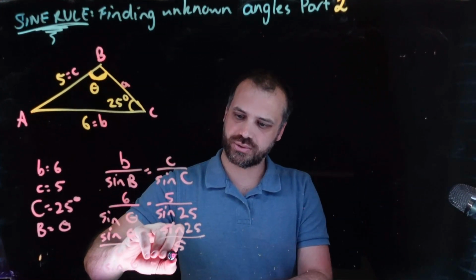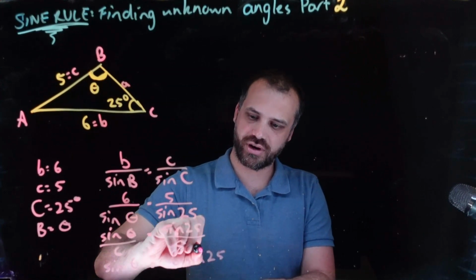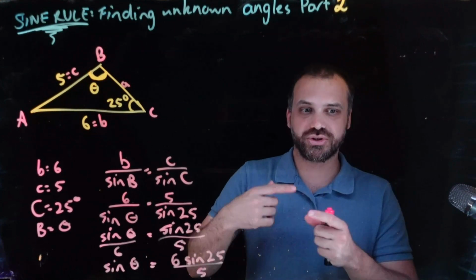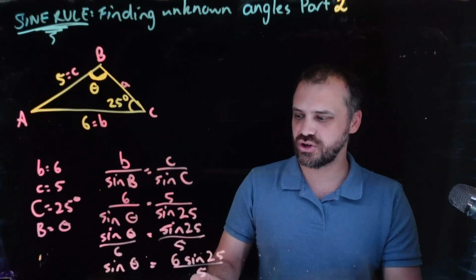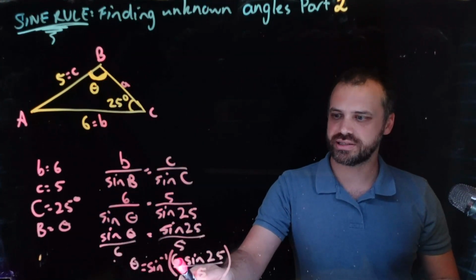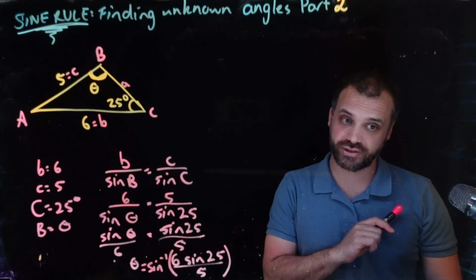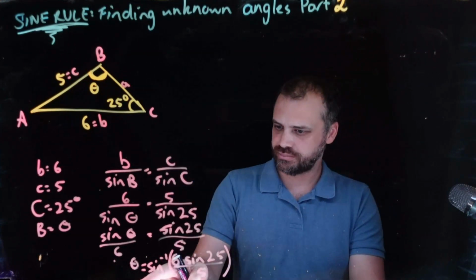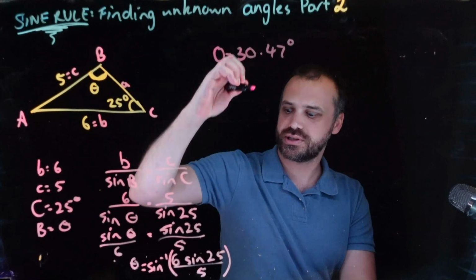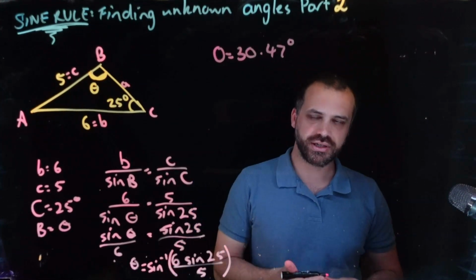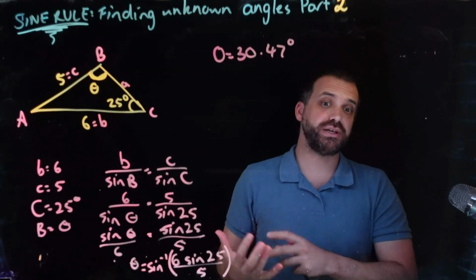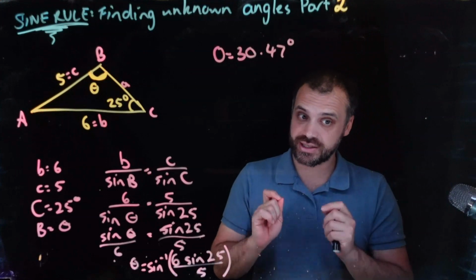So sine theta equals 6 sine 25 over 5. And in fact, why don't we do two steps in one here? We can do our inverse sine as well. So we can say that theta equals inverse sine of 6 sine 25 on 5. Putting that in our calculator, we get theta is equal to 30.47 degrees. That's correct. Everything is the same as part 1, but there must be a trick. And yes, there is a trick here.